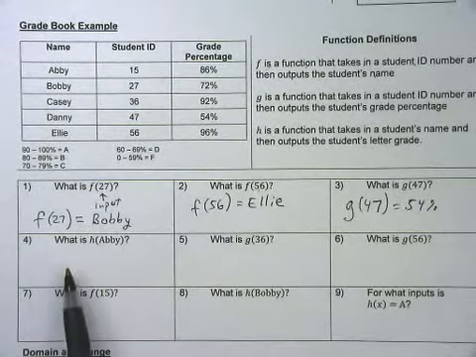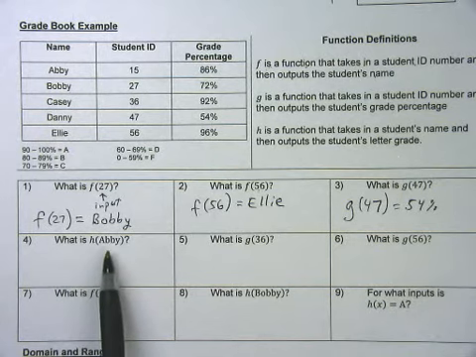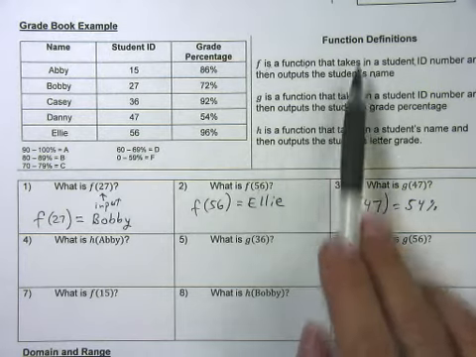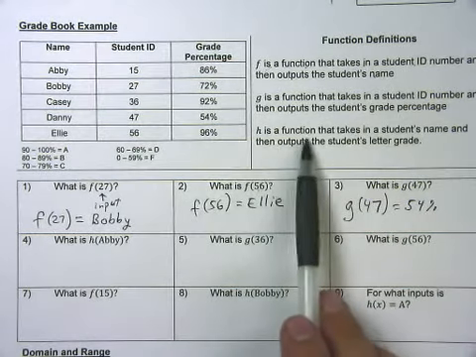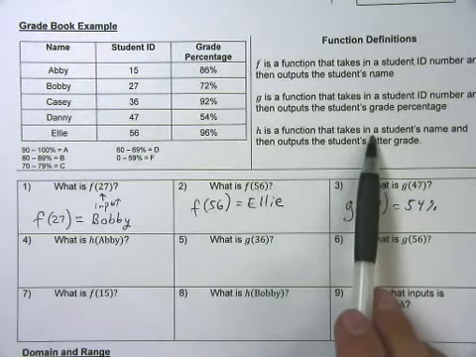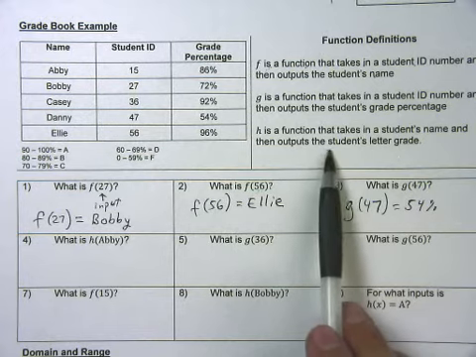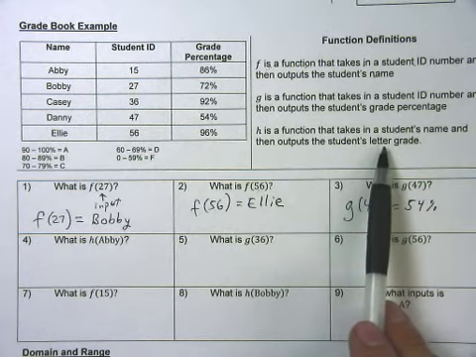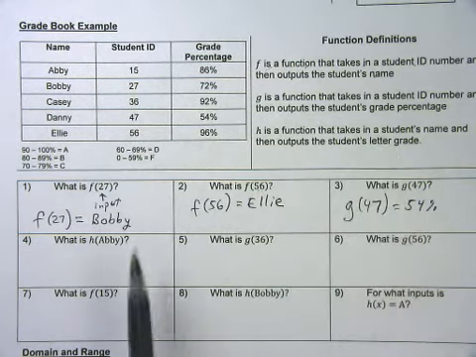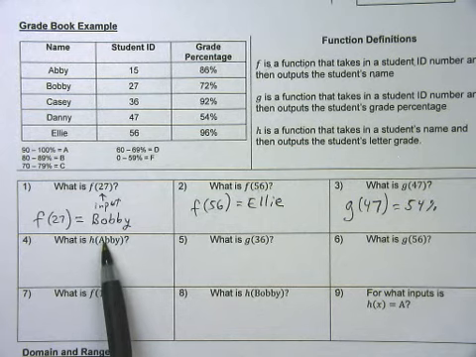Okay, so 4 says, what is h of Abby? Okay, let's review. What's the h function? Well, the definition of the h function was it's a function that takes in a student's name and then outputs the student's letter grade. Okay, so we're going to input Abby, and then we're going to output the student's letter grade.